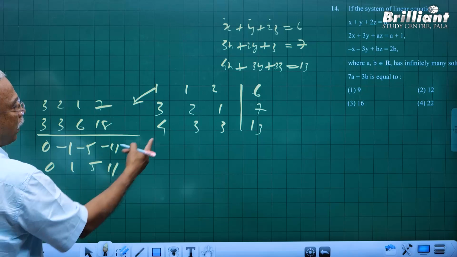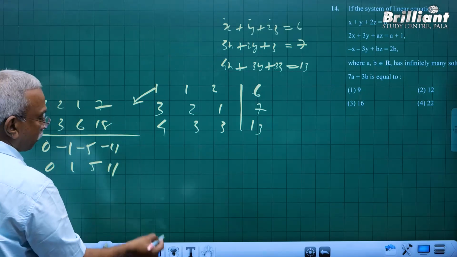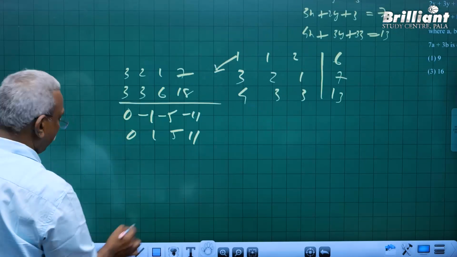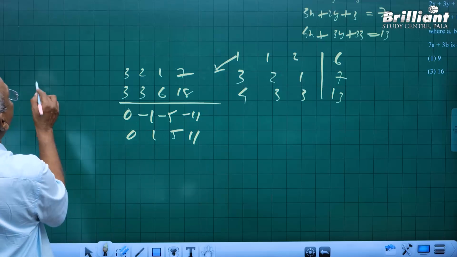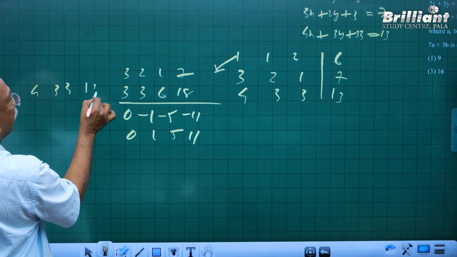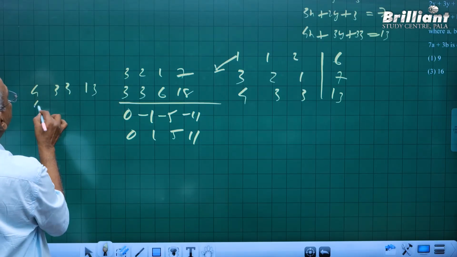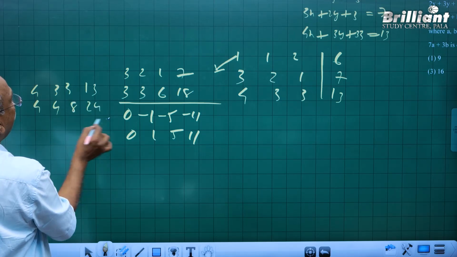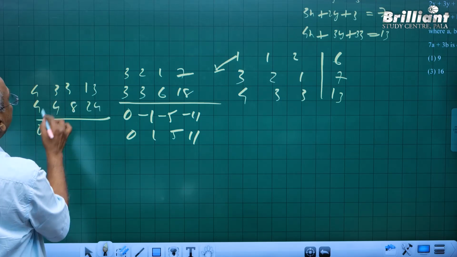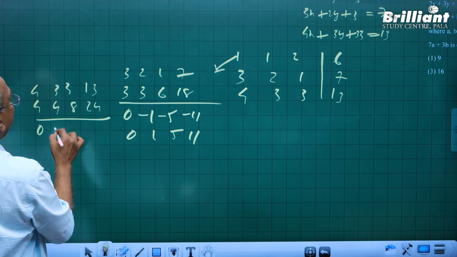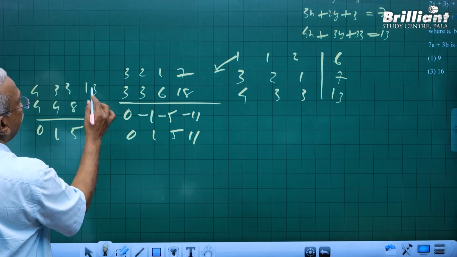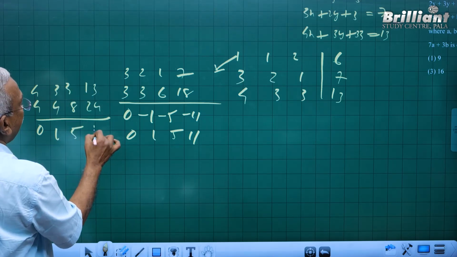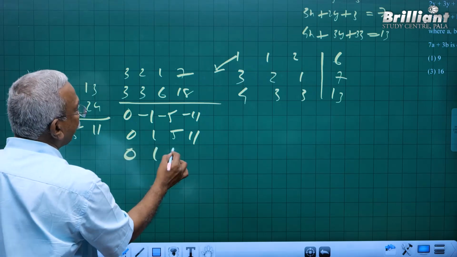No problem. Again the second one. For the second one I subtract: 4, 3, 3, 13 and the first row multiplied by 4, which is equal to 4, 4, 8 and 24. Now I subtract, that is equal to 0. Then again I subtract in this way, 1 and that is 5. Then it is equal to 11. So I got again 0, 1, 5, 11.